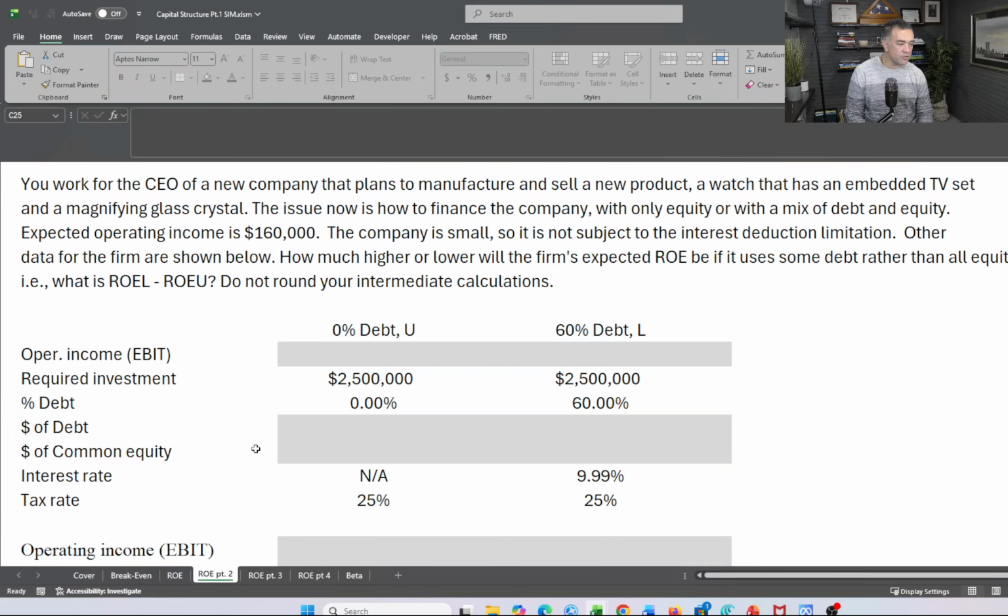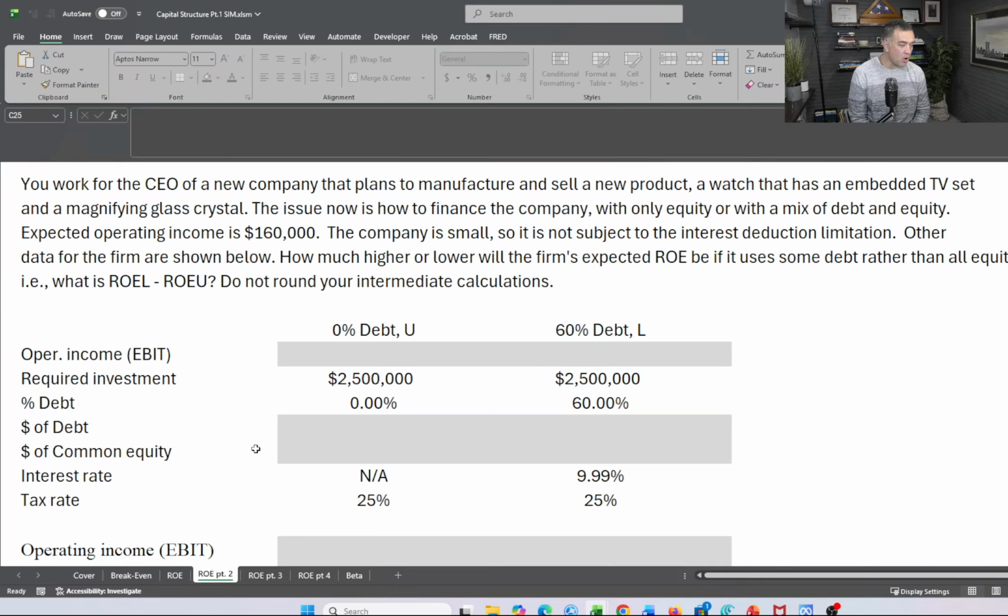Part two, you work for a CEO in a new company that plans to manufacture and sell a new product, a watch that has an embedded TV set and magnifying crystal or glass crystal. The issue now is how to finance the company with only equity or a mix of debt and equity. Expected operating income is $160,000. So what is that operating income, EBIT?